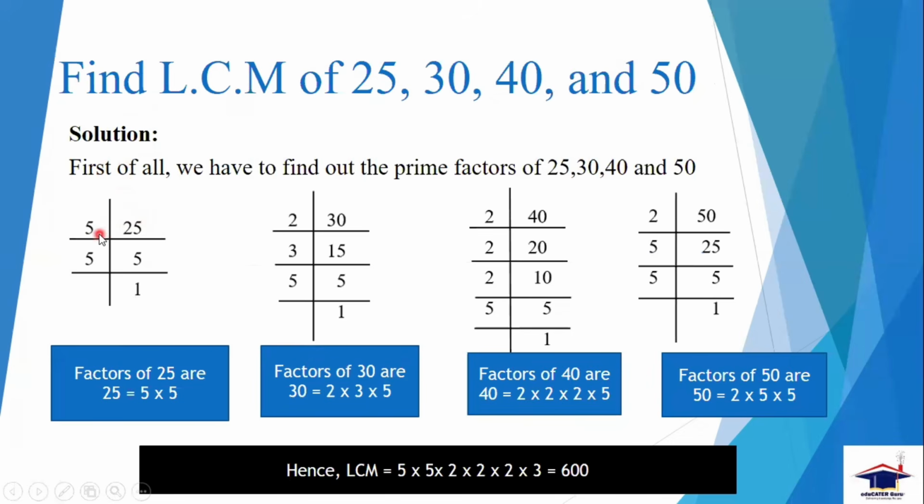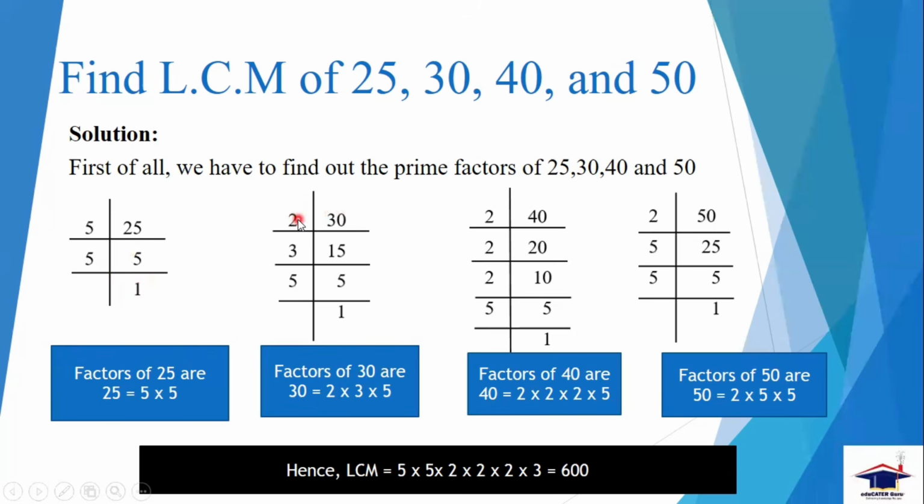It is divisible by only 5. It is not divisible by 1, 2, 3 or 4. It is only divisible by 5. 5 5s are 25. Then 5 1s are 5. So the factors are 5 into 5, or 5 square.